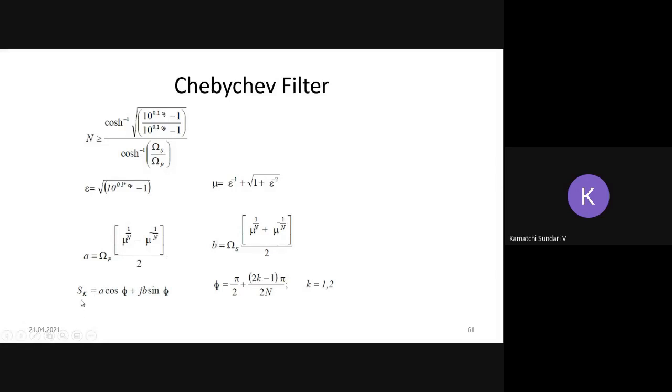And here the pole location s_k is equal to a cos phi_k plus j b sin phi_k. Here phi_k, how will you calculate it? Phi_k is pi by 2 plus (2k minus 1) into pi divided by 2N. Here this capital N is the order. After rounding, whatever value we have is substituted here. And here the k value ranges from 1 to N, the order N.